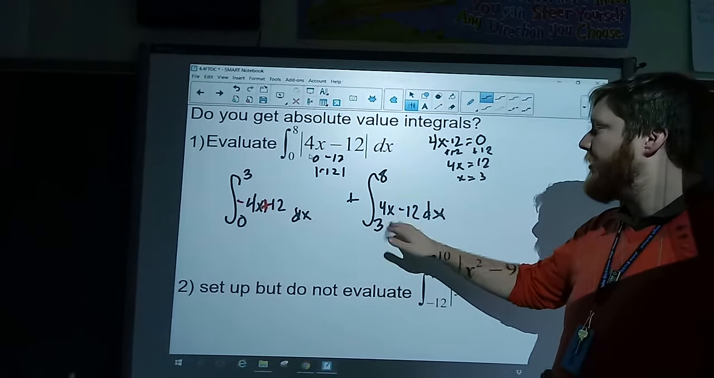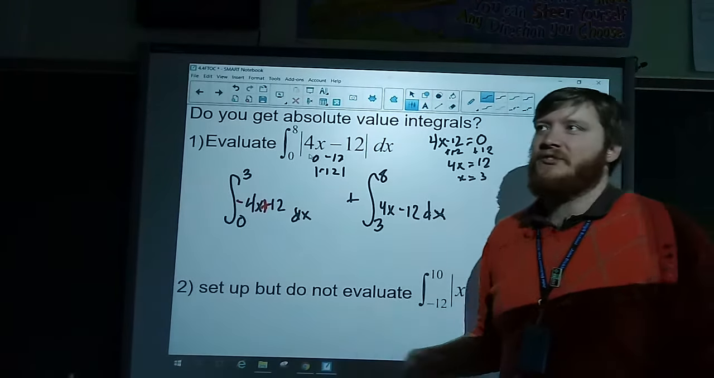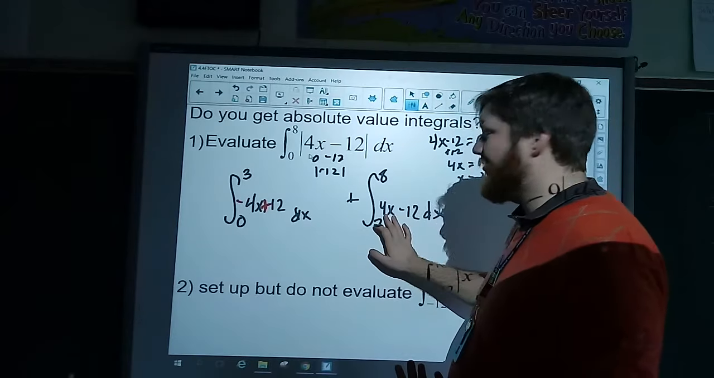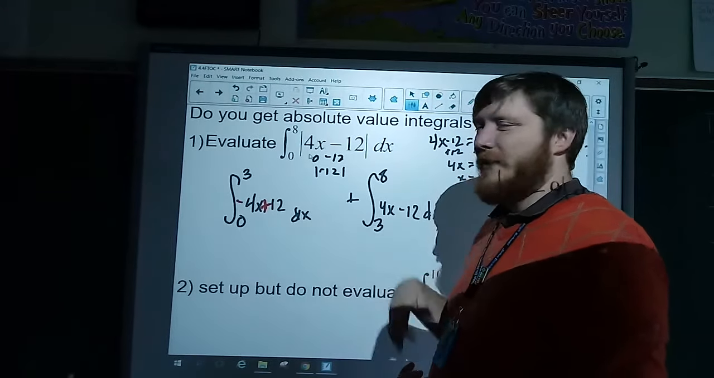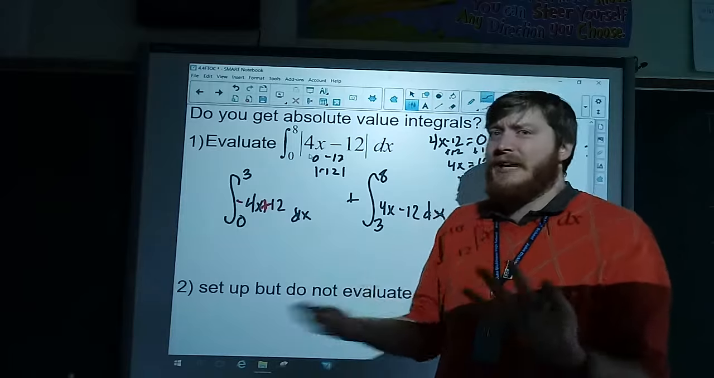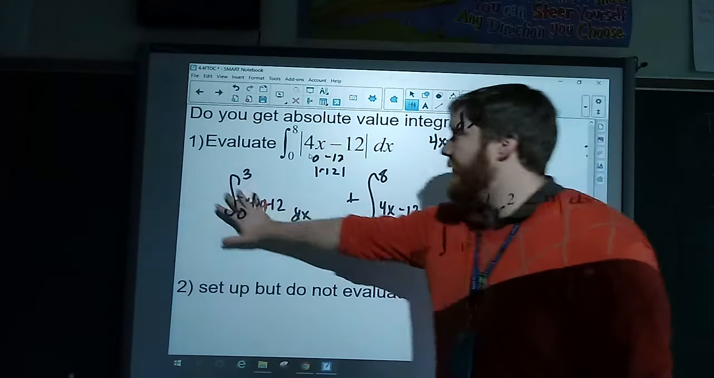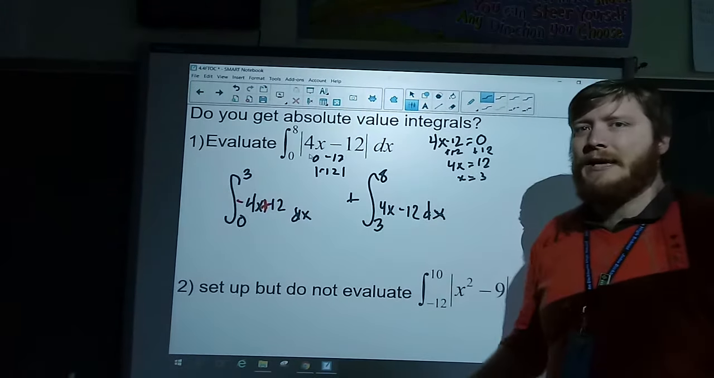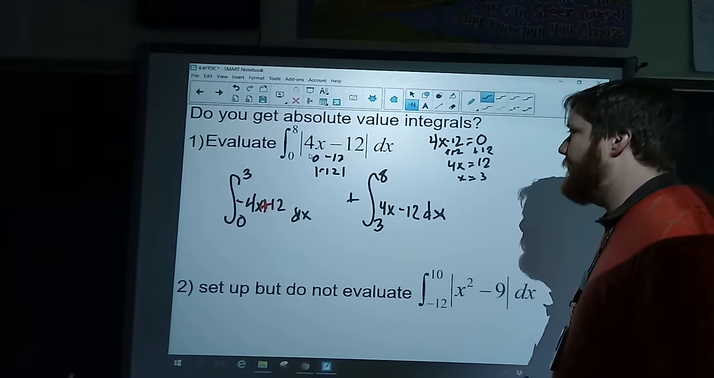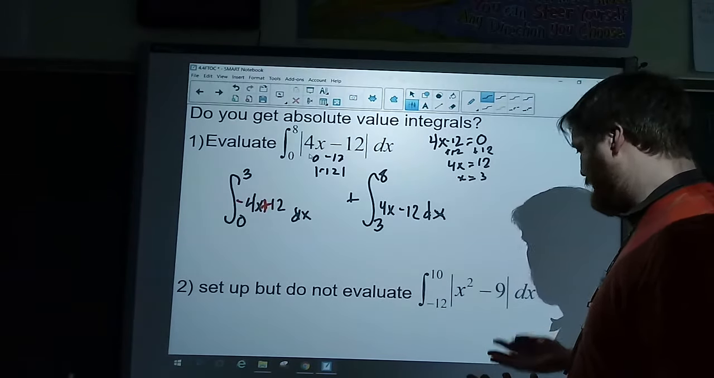Similarly, over here, if I were to plug in anything from 3 to 8, such as 5, well, that turns into 20 minus 12. That's the absolute value of 8. That doesn't change. It just stays whatever it is. So now I've got this situation where I don't have to change anything. And now all I need to do is integrate.